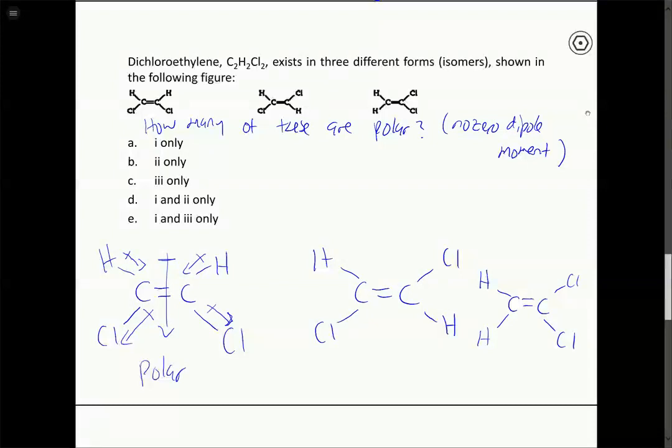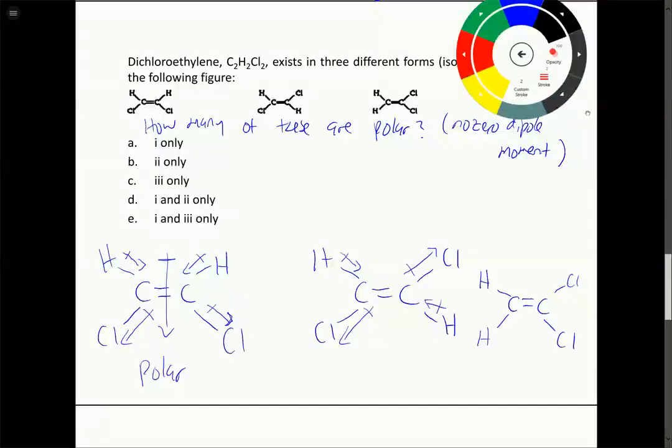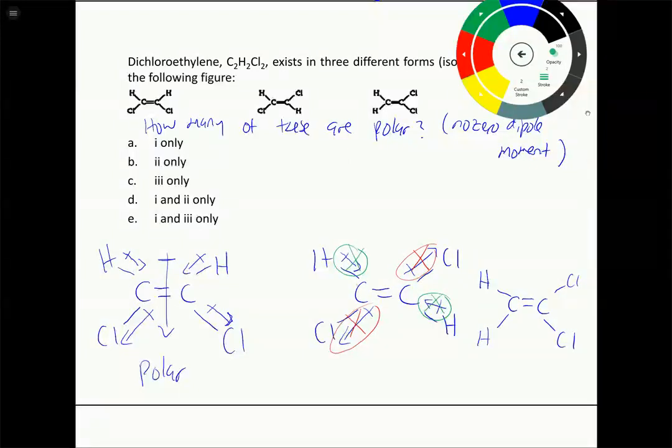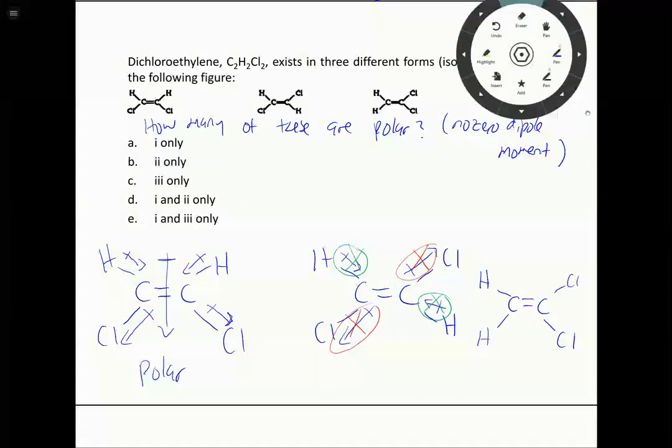If we look at our second structure here, we have a bond dipole going from hydrogen to carbon, a bond dipole going from hydrogen to carbon, and then we have dipoles going from carbon to chlorine. And in this case, these all cancel out. So I'll draw red X's through these. This dipole here and this dipole here are equal and opposite, so they cancel out. And then this dipole here and this dipole here are equal and opposite, they completely cancel each other out. Alright, so this is a case where the individual bond dipoles are completely opposite of each other, so they cancel out, and this one's going to be nonpolar.